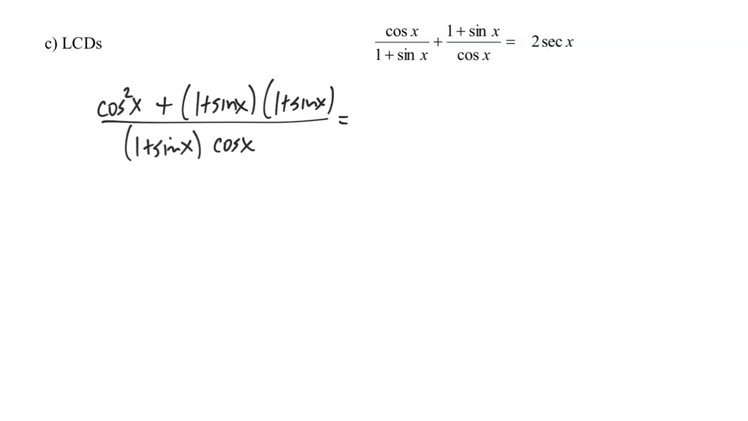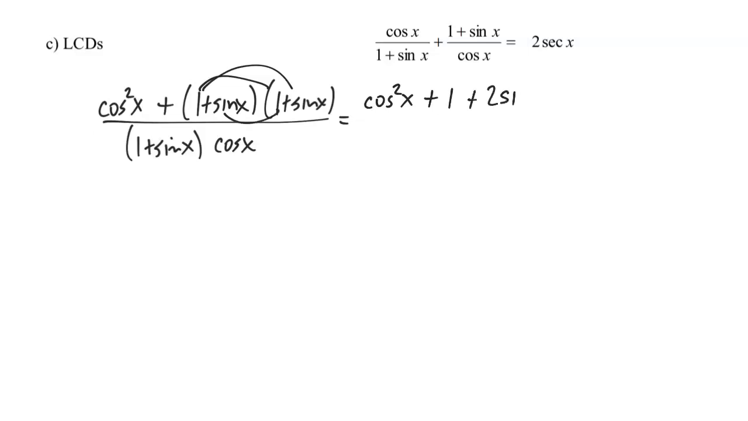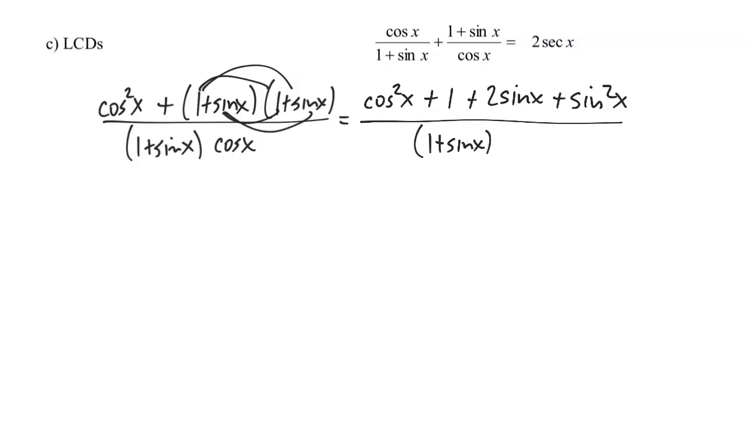Okay, in the numerator, I'm going to keep going by actually multiplying this stuff out. And so I'm going to have cosine squared x plus 1 times 1, which is 1, 1 times sine x, and sine x times 1 is going to give me 2 sine x, and then sine x times sine x is going to give me sine squared of x, divided by my common denominator, which is 1 plus sine x times cosine x.